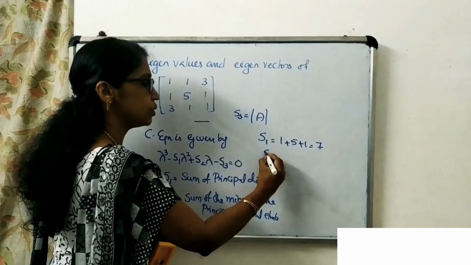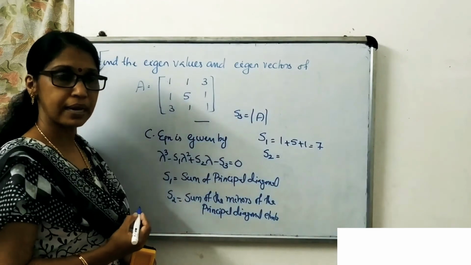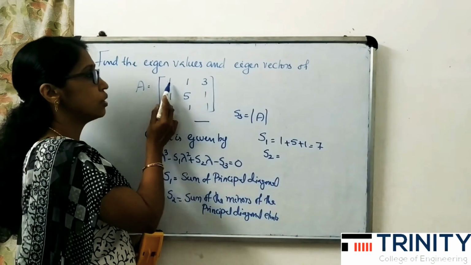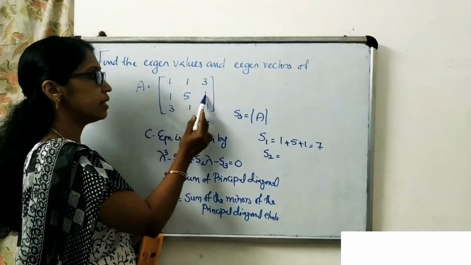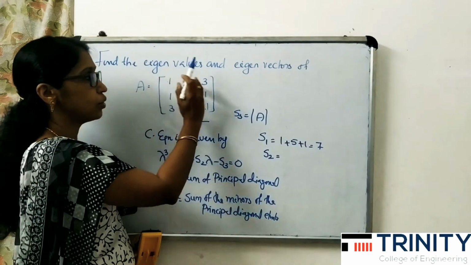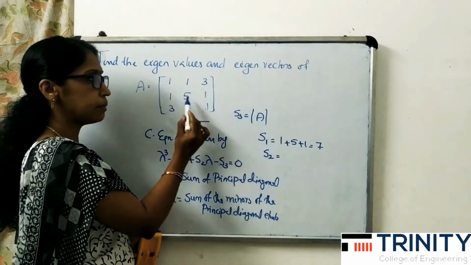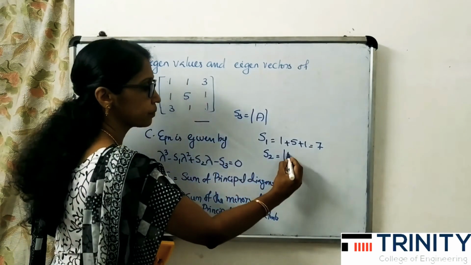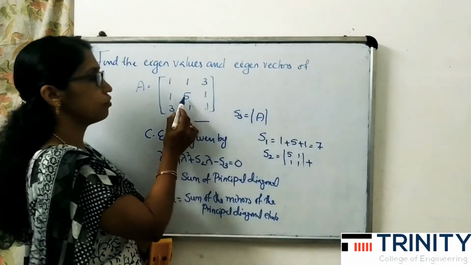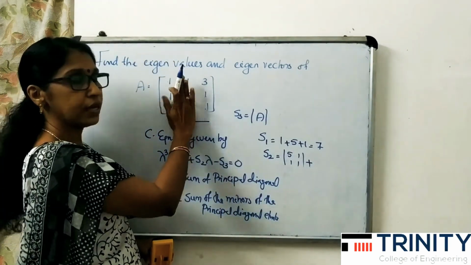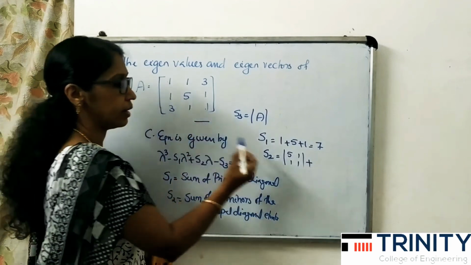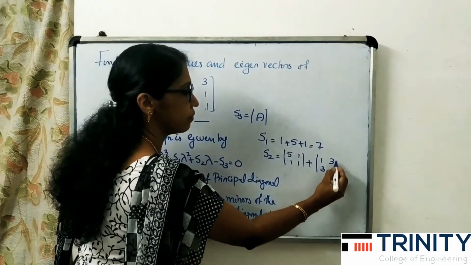Now S2. S2 is the sum of the minors of the principal diagonal. In the principal diagonal, the first element is 1. The minor of the first element is the determinant we get by omitting the row and column which contain this element. The remaining elements are 5, 1, 1, 1. This is the minor of the first element 1, plus the minor of 5. We omit its row and column, so the elements are 1, 3, 3, 1.